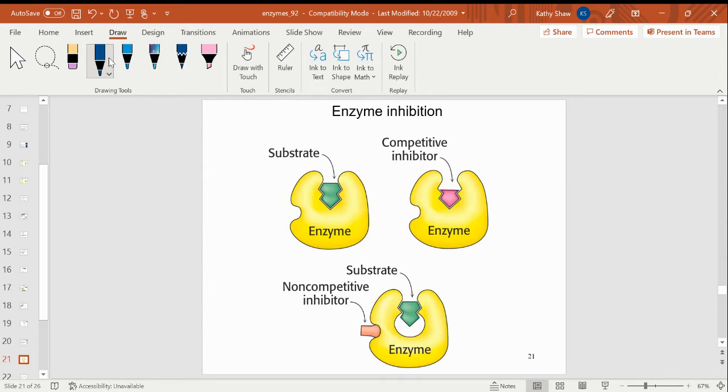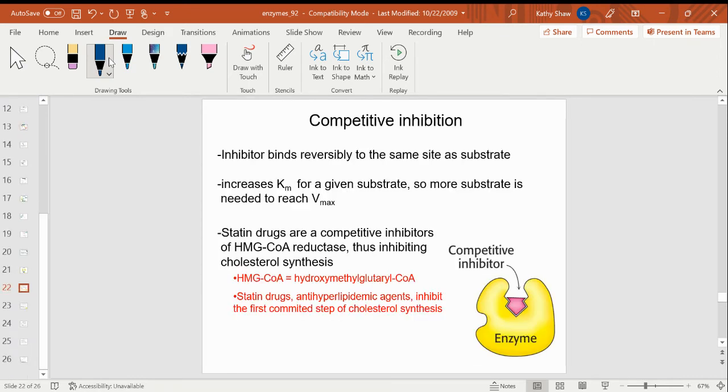Okay, so a little bit better graphic of the competitive versus the non-competitive. With the non-competitive, the substrate does get to have its binding site. The non-competitive inhibitor binds somewhere else and can still have the same effect, the effect being the inhibition. In competitive inhibition, the inhibitor binds reversibly, non-covalently, to the same site that the substrate would like to have. If I want to get to Vmax, I need a lot more substrate to get there.